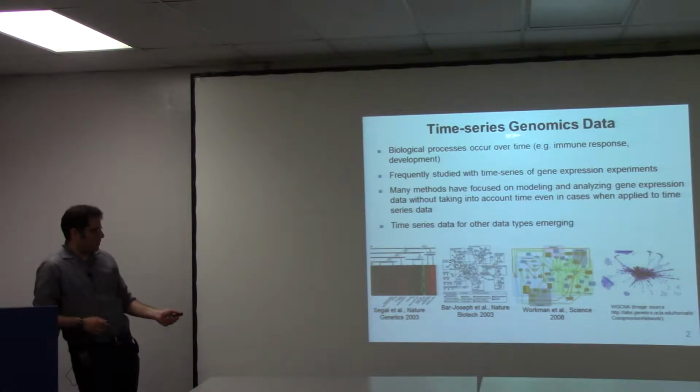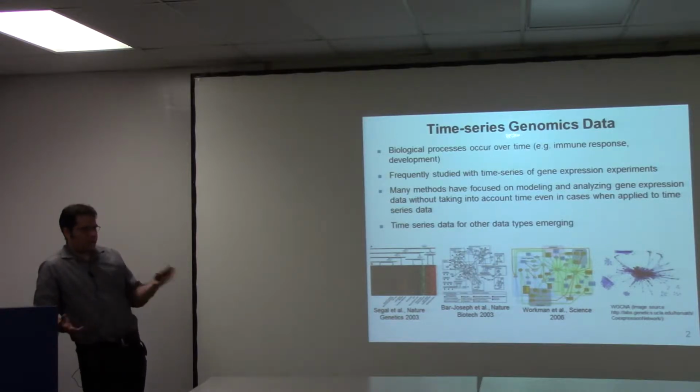And this is giving you examples of a number of sort of widely used approaches. For example, the WGCNA method from UCLA. It's a very common representation of networks, and this is inferred from gene expression data and can often be applied to time series gene expression data, but it would ignore the temporal aspect of this data.